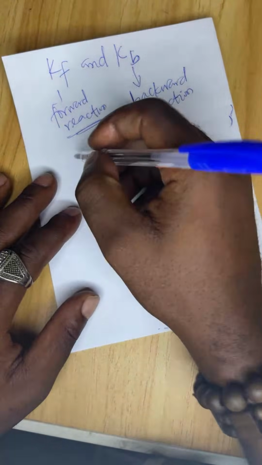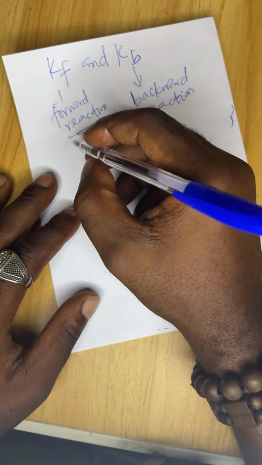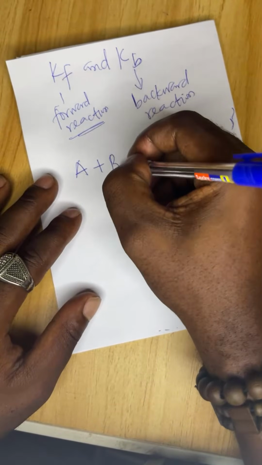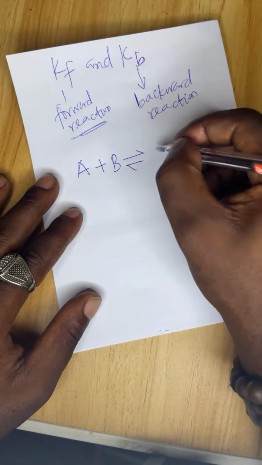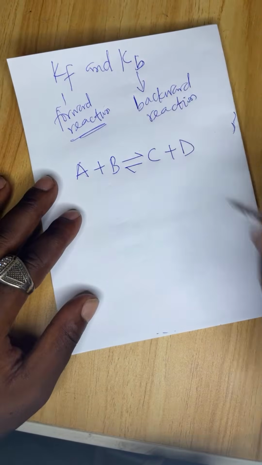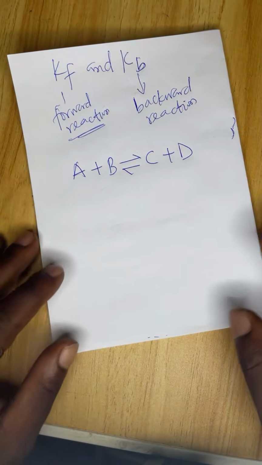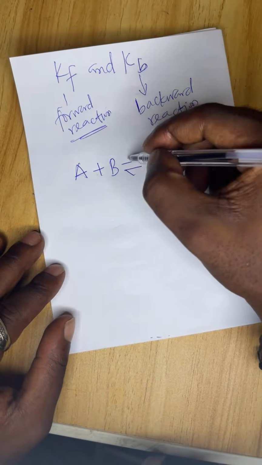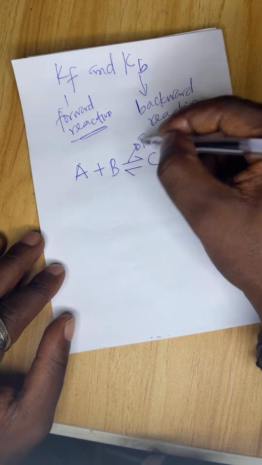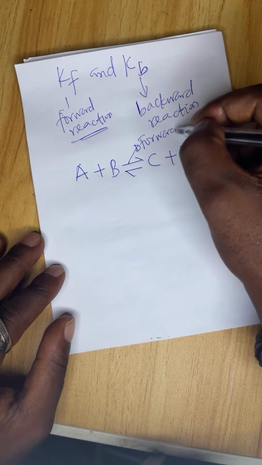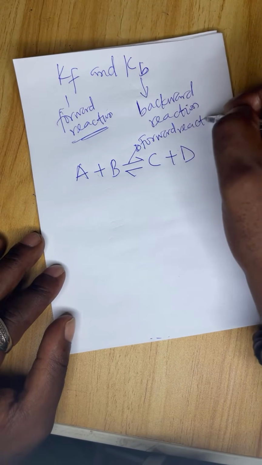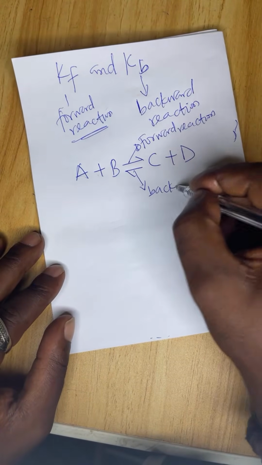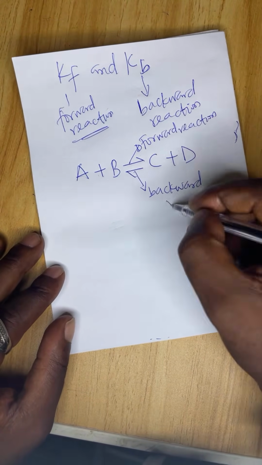Look at this. Let's say I have A plus B to give C plus D. Do you know that there are two reactions here? This arrow is the forward reaction. That is why it is two arrows. This one is the backward reaction. Pay attention. If you don't pay attention here, it will look like magic.